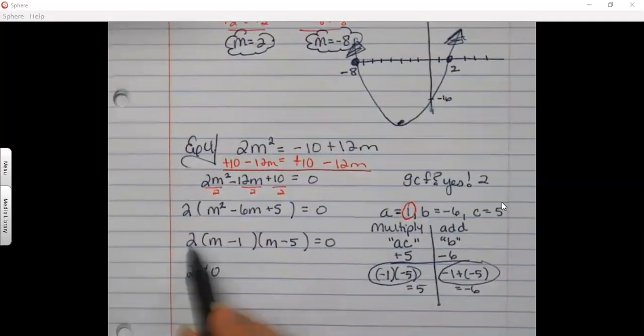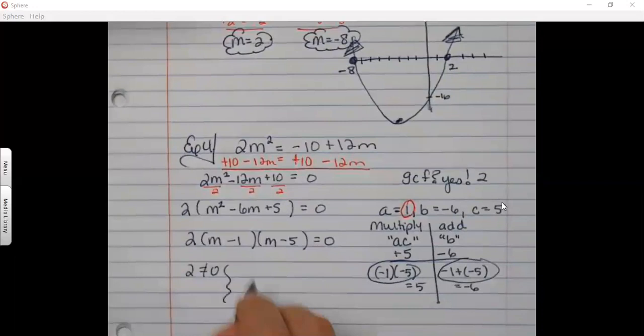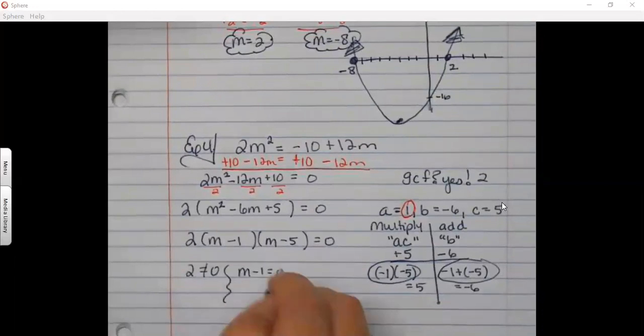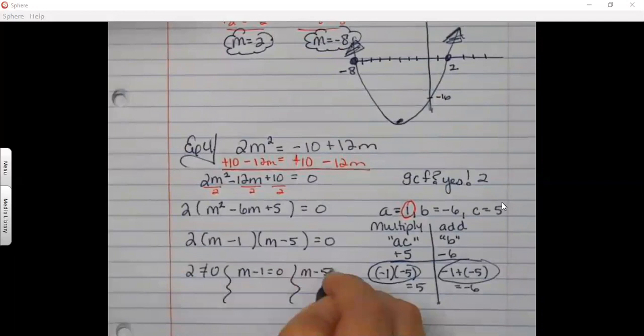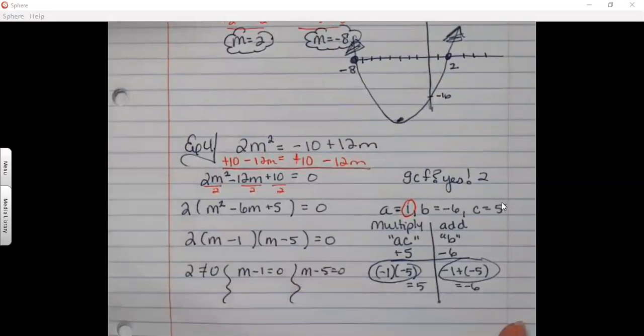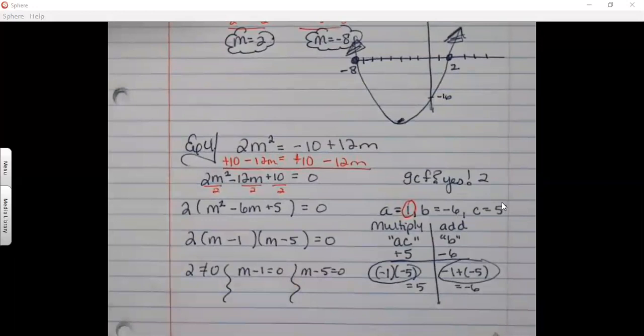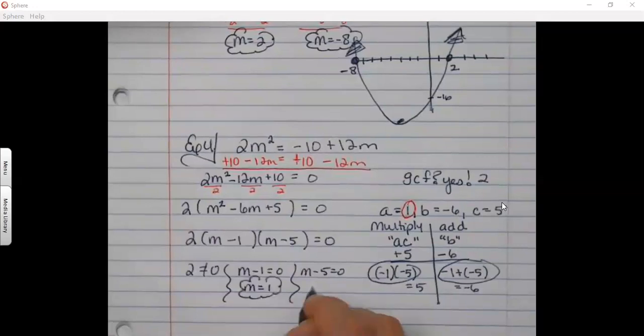So I'll set M minus 1 equal to 0, and M minus 5 equal to 0. So what are my zeros, my roots, my solutions? 1 and 5. There we go. 2 more examples.